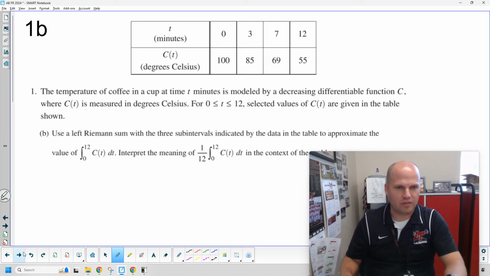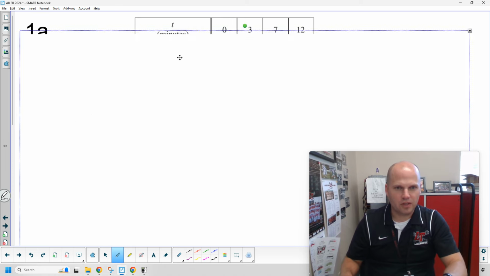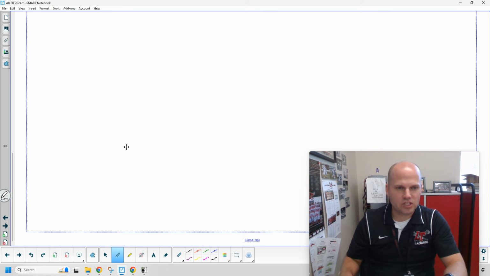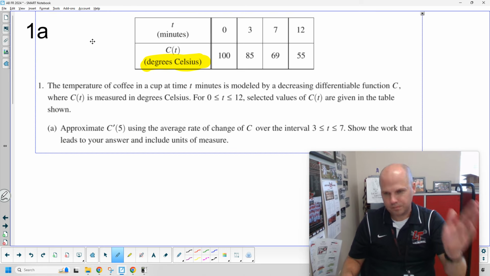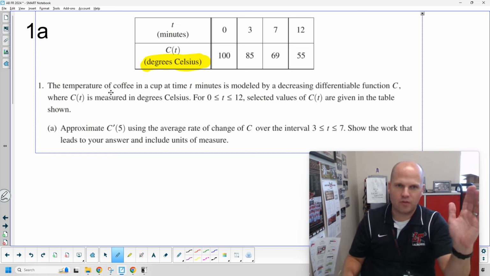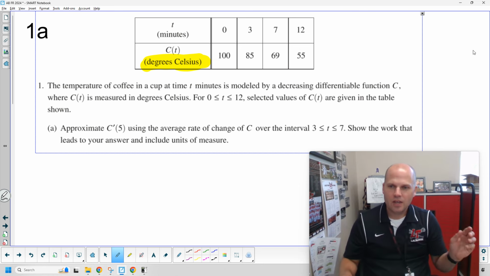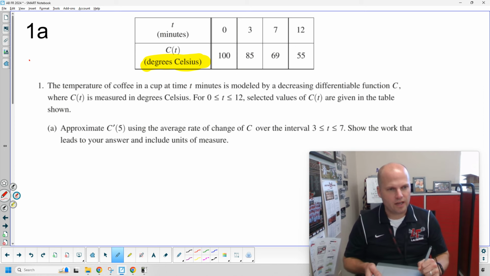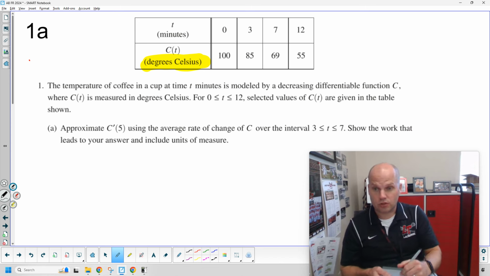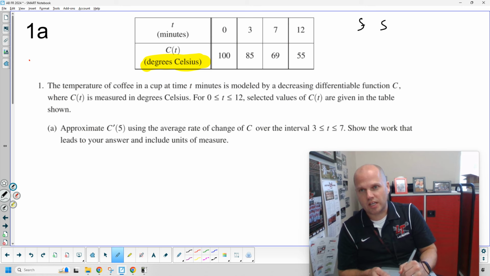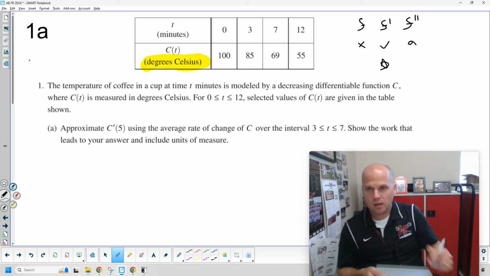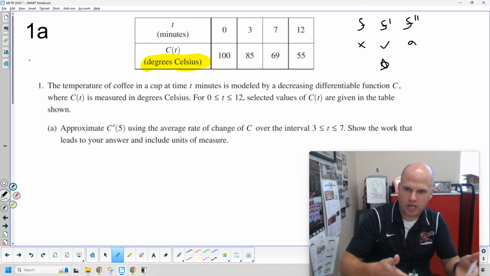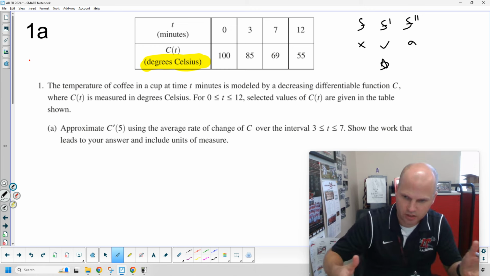Before we even worry about the answers, I'm going to hide this really quickly. Let's just understand what is going on. We have the temperature of coffee in the cup at time t. This is not a rate of change. In every question I give you, because it's the one students struggle with the most, when you're talking about F, its rate of change, and the rate of change of the rate of change, we usually start with a rate of change. This is how the temperature is changing.